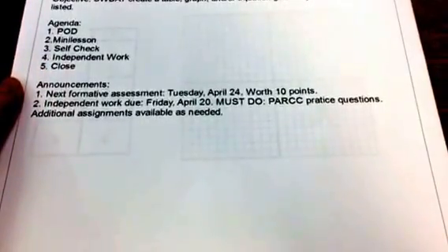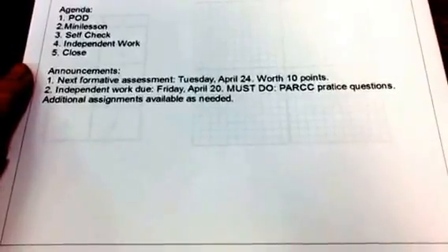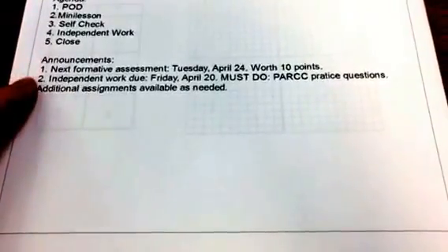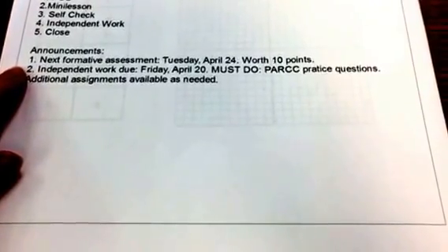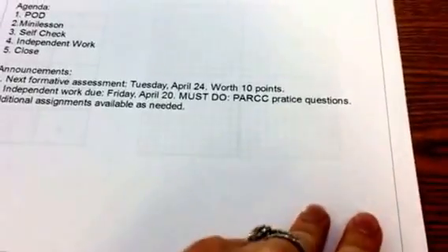So for announcements, the next formative assessment is Tuesday, April 24th. It's going to cover everything that we've been working on with graphing linear equations. It's going to be worth 10 points. Your independent work is due on Friday. You must have your part questions done in order to receive full credit. And then there are additional assignments available as needed.